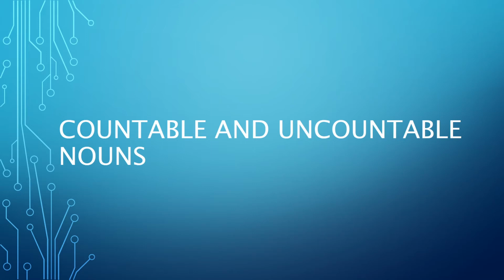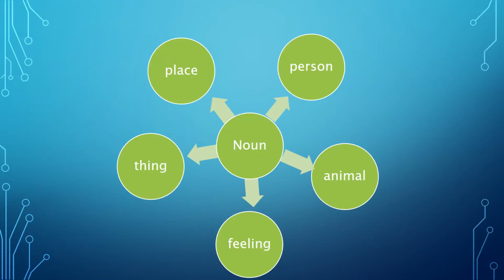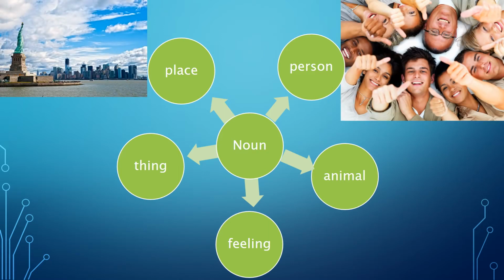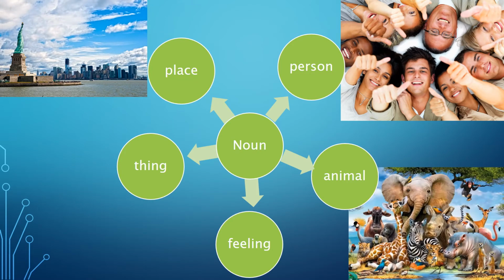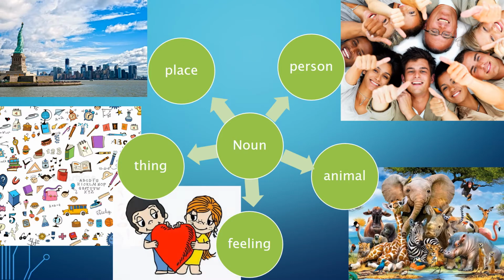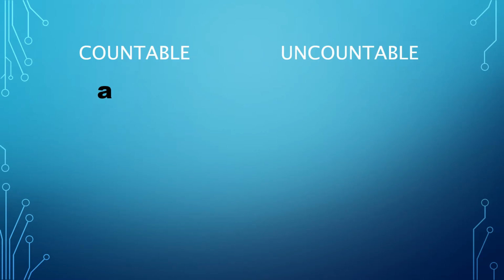Today we are going to speak about countable and uncountable nouns. We know that a noun is a word that is a person, it can be a place, it can be an animal, it can also be a thing, and it can also be a feeling. So, in English, we have two types of nouns. We have countable nouns and we have uncountable nouns.